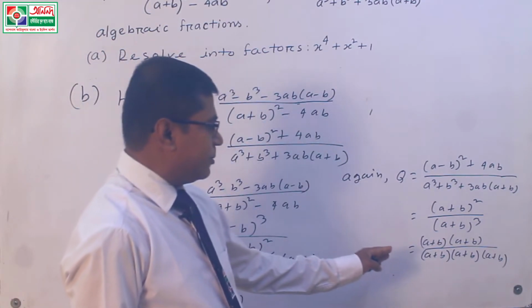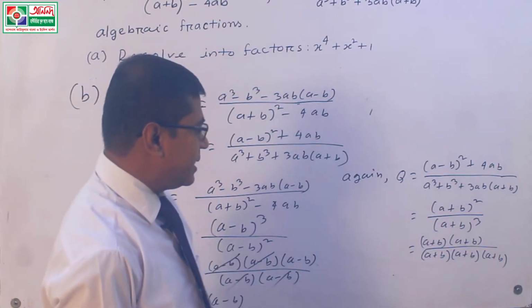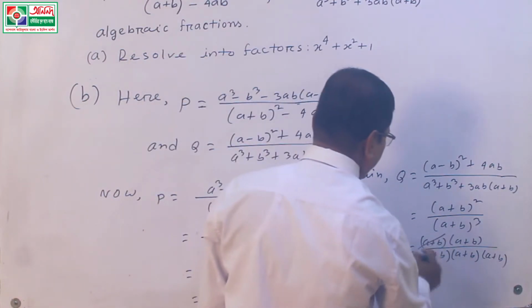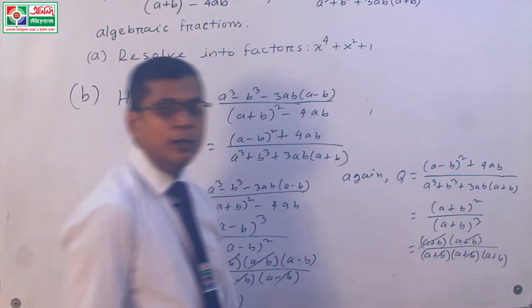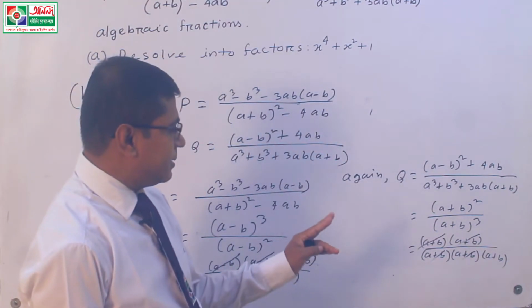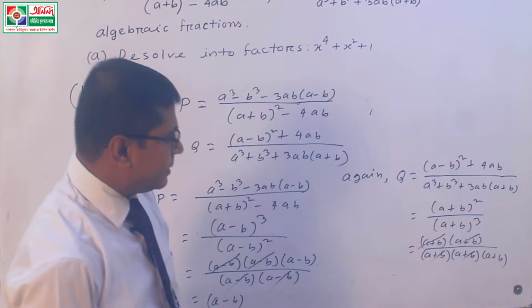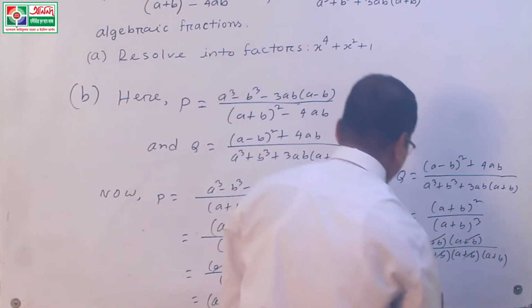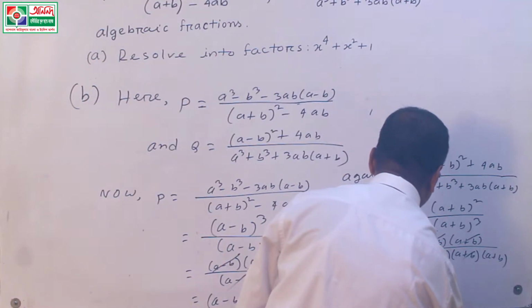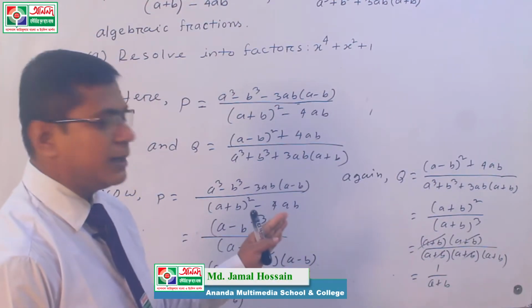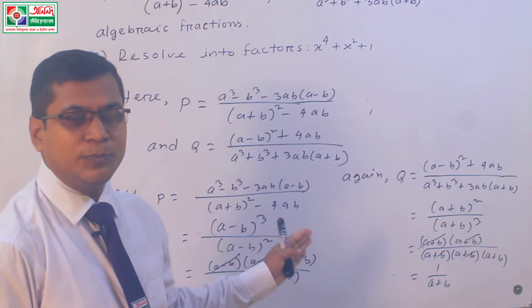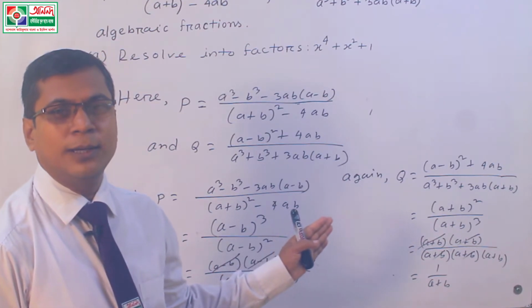Dear students, look at how we can divide a plus b by a plus b. You can write a plus b divided by a plus b. Here there is only one in the numerator, and in the denominator we can write a plus b. So you can write here 1 by a plus b. Dear students, I hope you have understood the value of p and q easily.